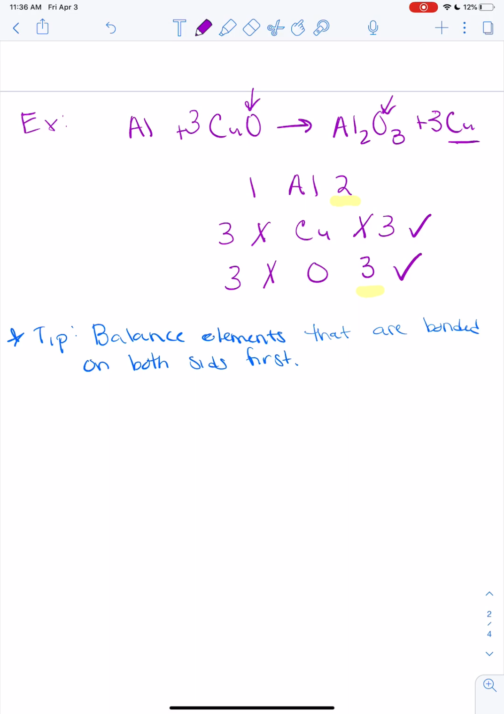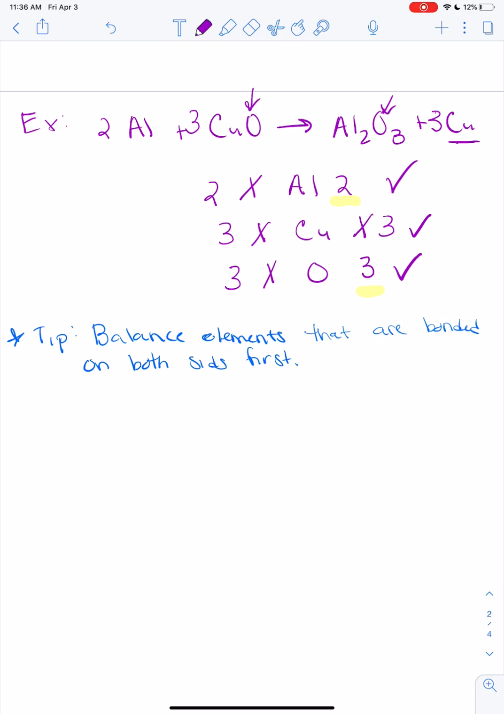And now my last step is I'm going to look at that aluminum. So I have 2 on the right, 1 on the left. 1 times what gives you 2? 1 times 2. So you put a 2 in front of the aluminum, and this becomes a 2. And you can see that this is balanced now, okay?